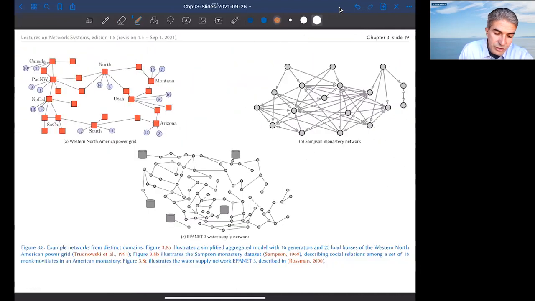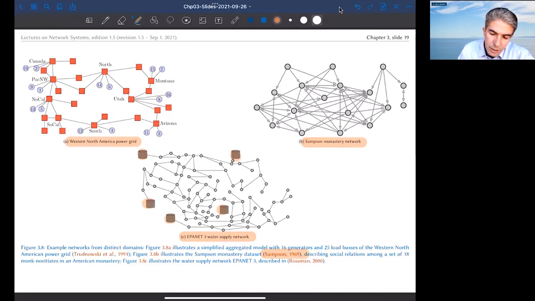Here are three examples. This is an example of a power grid, very highly simplified and reduced in dimension, of the North American power grid. This is a famous example of a sociological network. Sampson did a famous PhD in 1969, collecting the interaction between monks in a monastery and recorded that, and it has become a standard data set in sociology nowadays, in social network analysis. And this is yet a completely different model. This is the example of a water supply network with some reservoirs. Here you see five reservoirs. I have highly simplified the picture. In the data set, you will also find where pumps are and where other devices of the water distribution network are located.